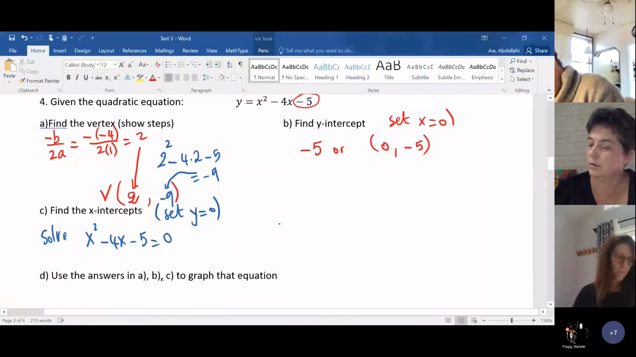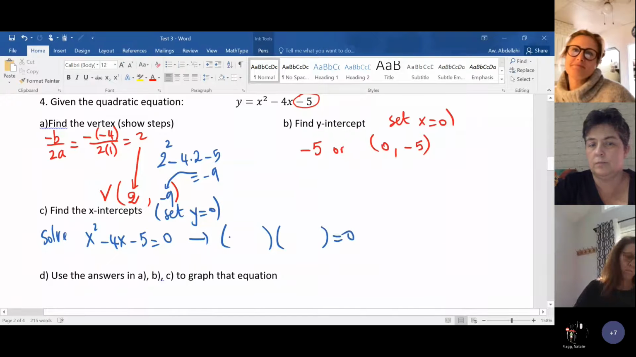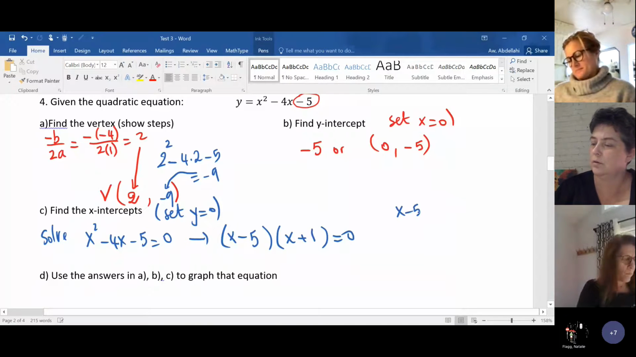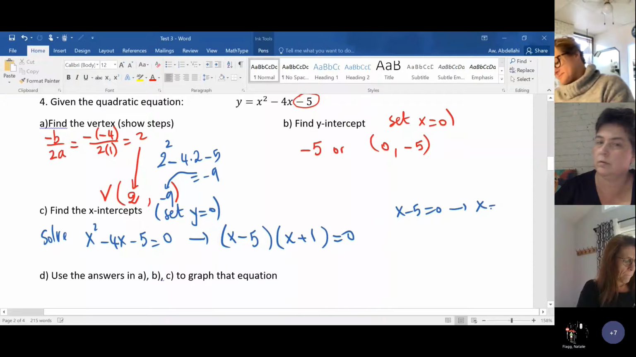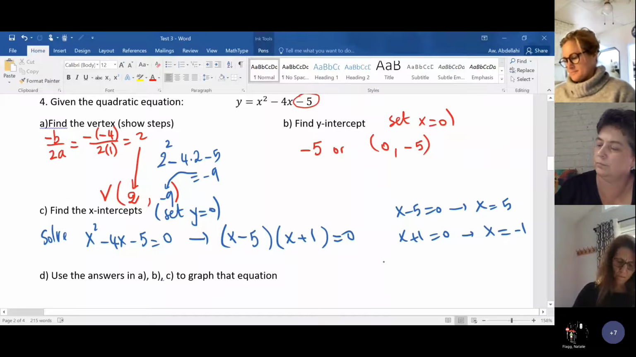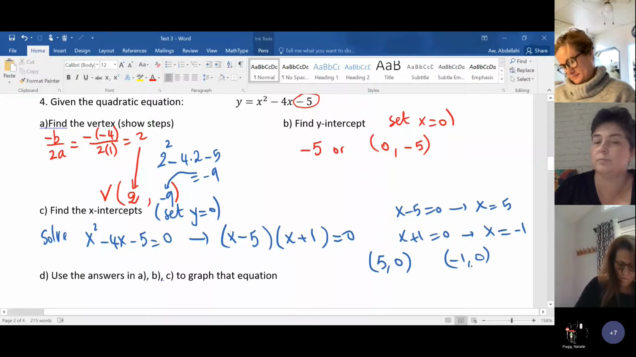So we factor. Do you remember how to factor this one? What are the two factors? -5 and +1. I agree with you. So (x minus 5)(x plus 1). So we get x minus 5 equals 0, which is x equals 5. x plus 1 equals 0, which is x equals -1. So what are my two x-intercepts? (5, 0) and (-1, 0).